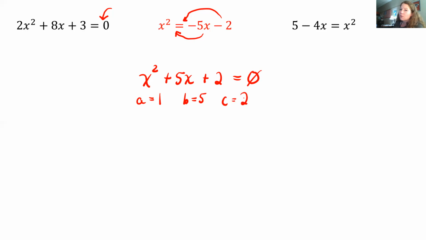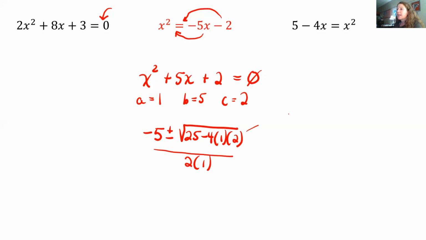Now you guys try the quadratic formula. So we're going to do the opposite of 5, plus and minus, 5 squared minus 4 times A times C all over 2A.